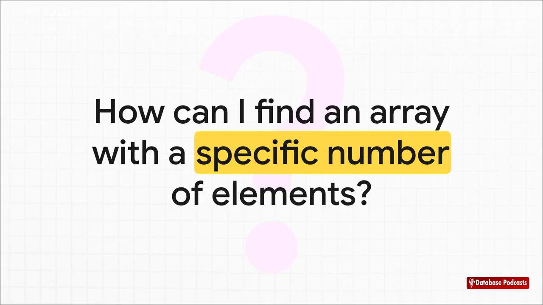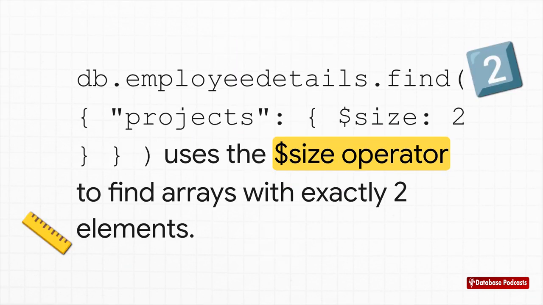Another classic question for anyone coming from a relational background. If you want to find all the employees who are working on exactly two projects, how do you do that kind of count? Well, MongoDB has a special operator just for this, $size. It's incredibly straightforward. This query just goes and finds all documents where the projects array has exactly two elements. It's that simple and effective.